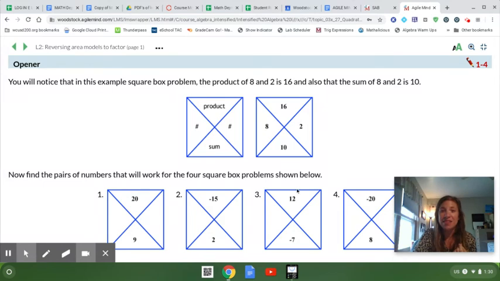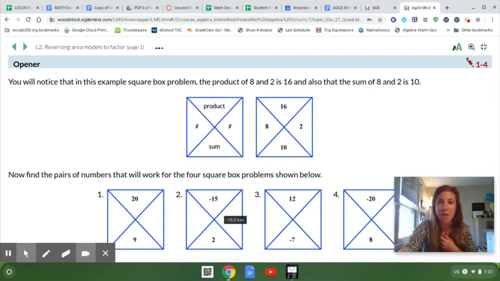Hopefully, these boxes look a little familiar. We saw these quite a bit at the beginning of the year. If you remember, the pattern was you needed to find two numbers that multiply. Remember, the word product means multiply. So two numbers that multiply to the number on the top, and two numbers that add, sum means adding, to the number on the bottom. So your job was typically to figure out what these two side numbers are.